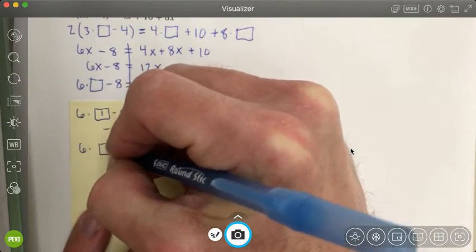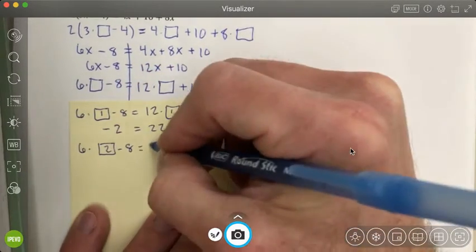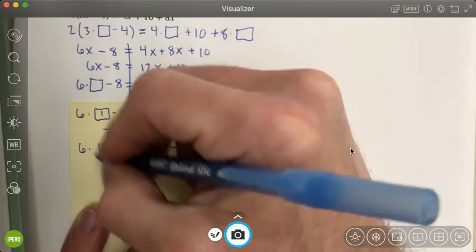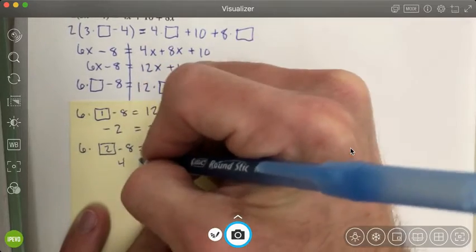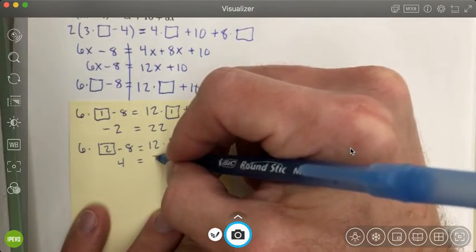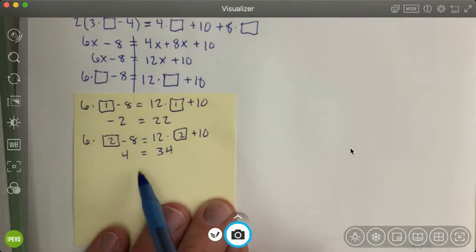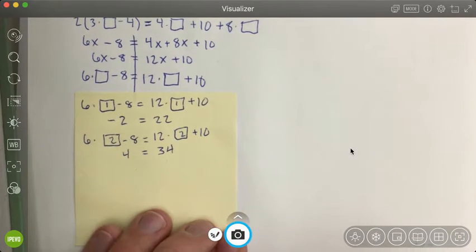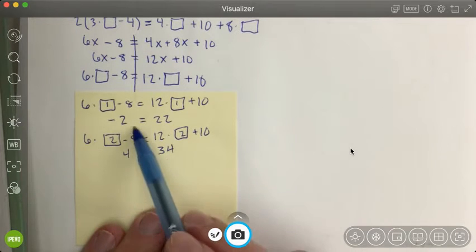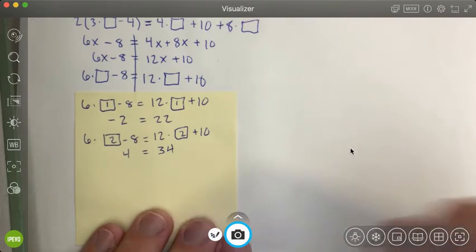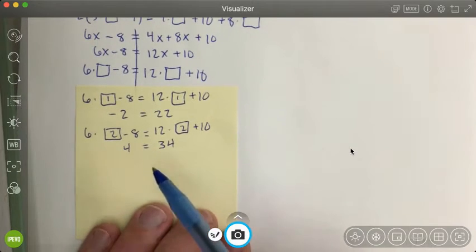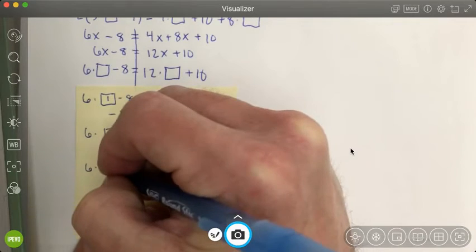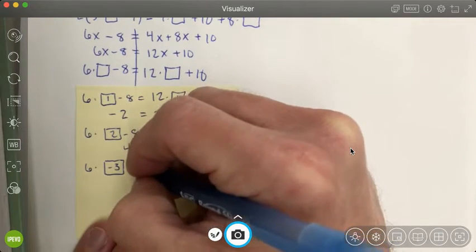So let me try 2, just to be sure. All right, this would be 12 minus 8, which would be 4. This would be 34. It looks like the answers are getting even further apart, so that probably tells me I'm going in the wrong direction. But they're still really far apart in both cases, so I'm going to go in the negative direction, but I'm going to try a little bit further. Instead of -1 or -2, let's jump to -3.